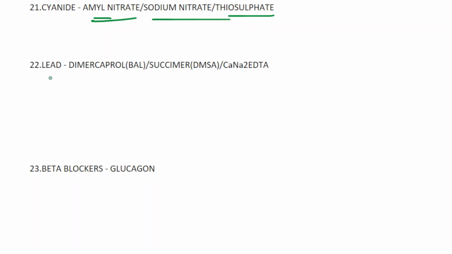Lead poisoning is also known as plumbism. One main adverse effect of lead poisoning is the blue stippled Burtonian line on the gums.